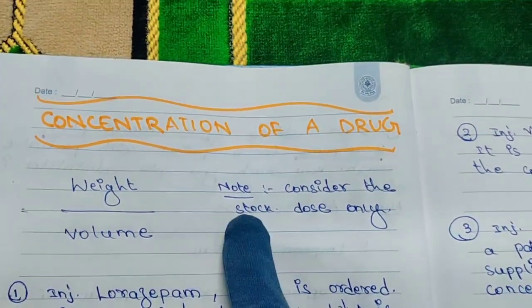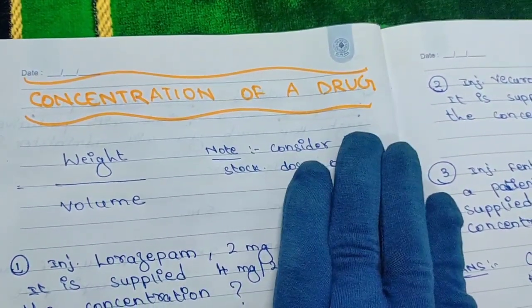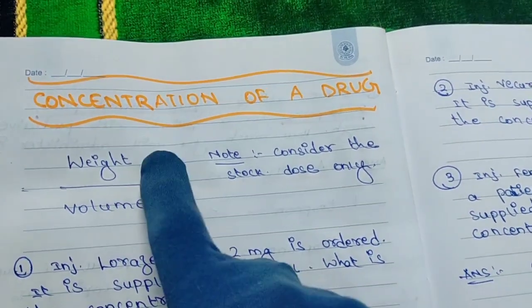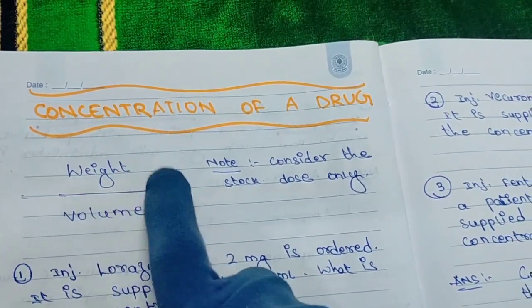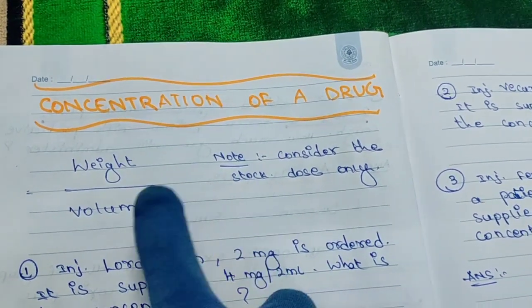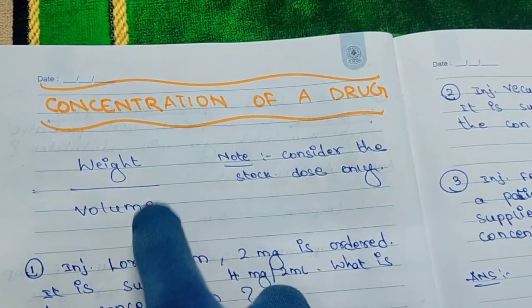Next, let us see how to find the concentration of a drug. To find the concentration of a drug, the formula is weight by volume. Very simple, weight by volume. And to get both of these from the question, you have to only consider the stock dose, not the ordered dose, only the stock dose for weight as well as for the volume.